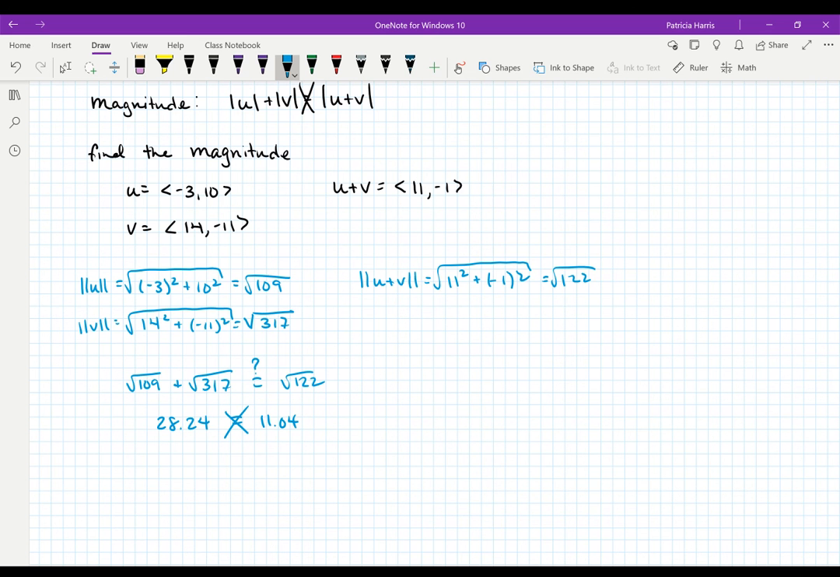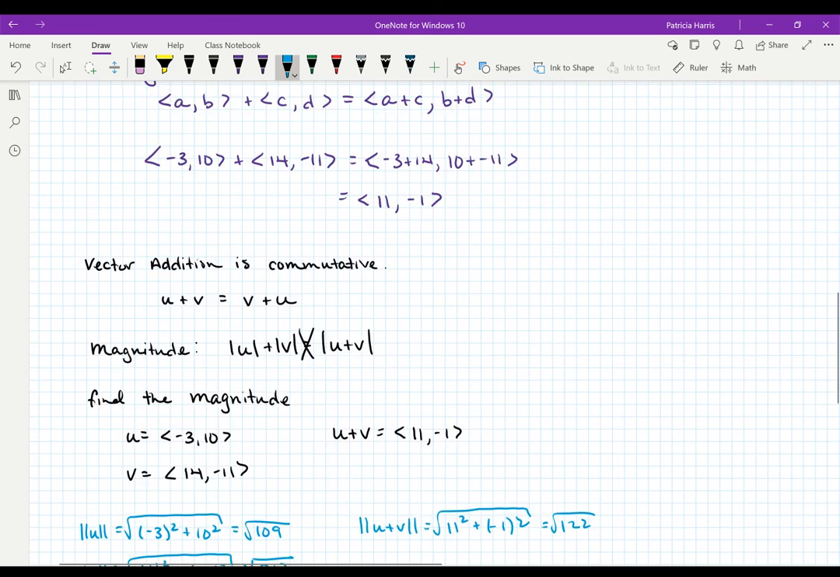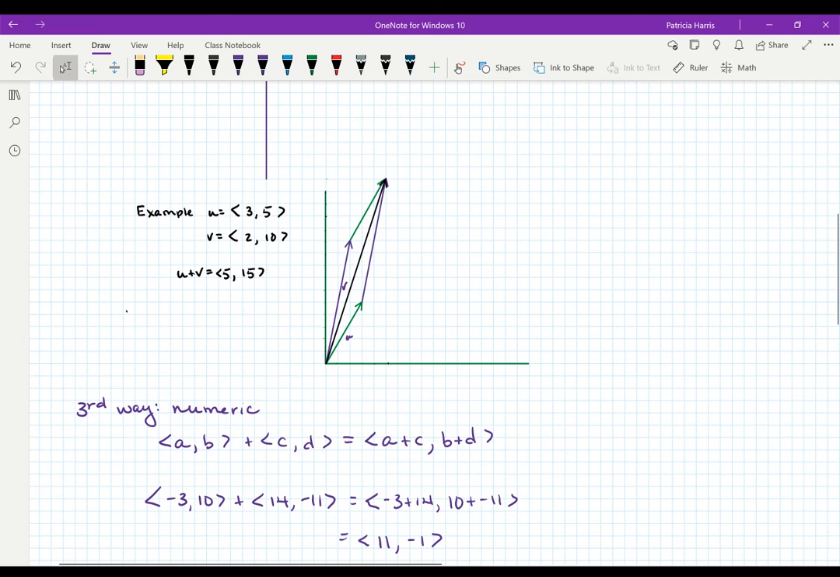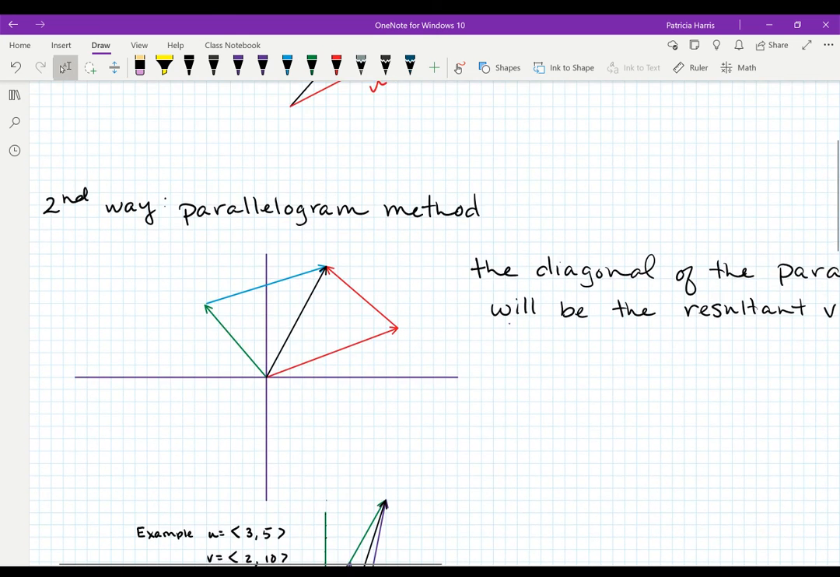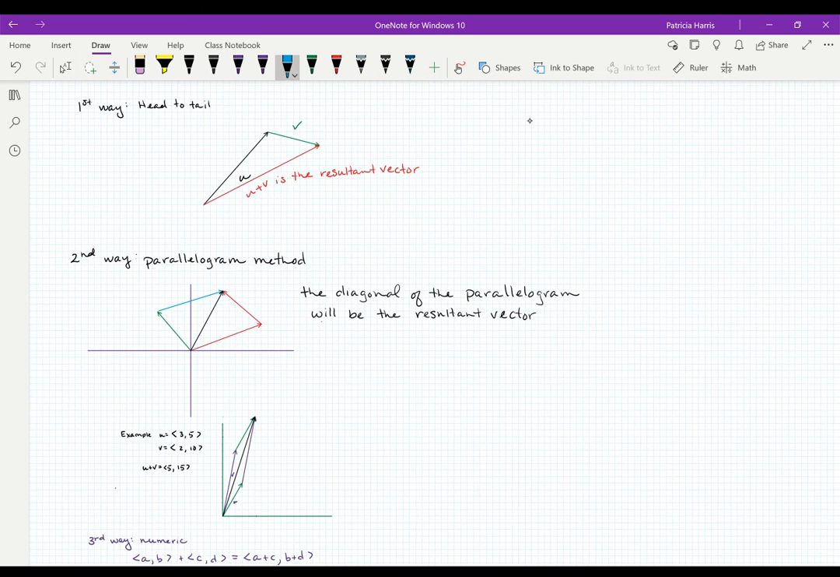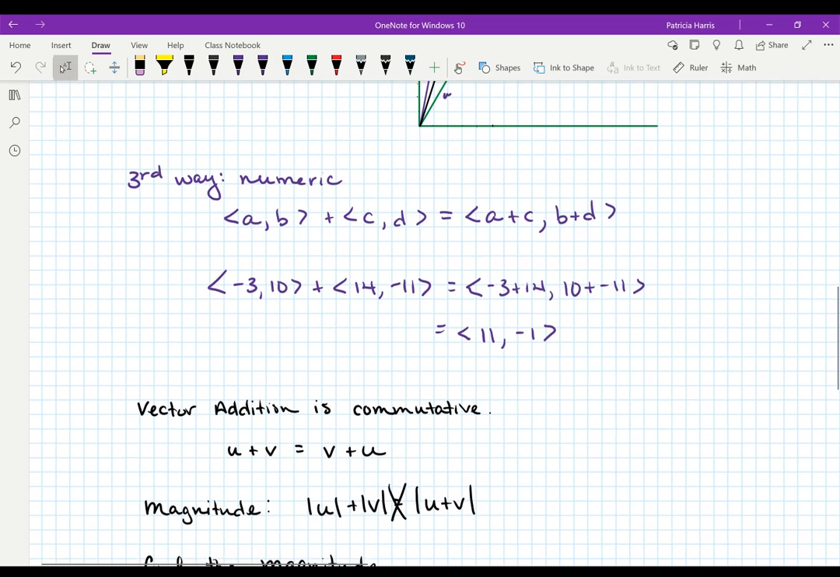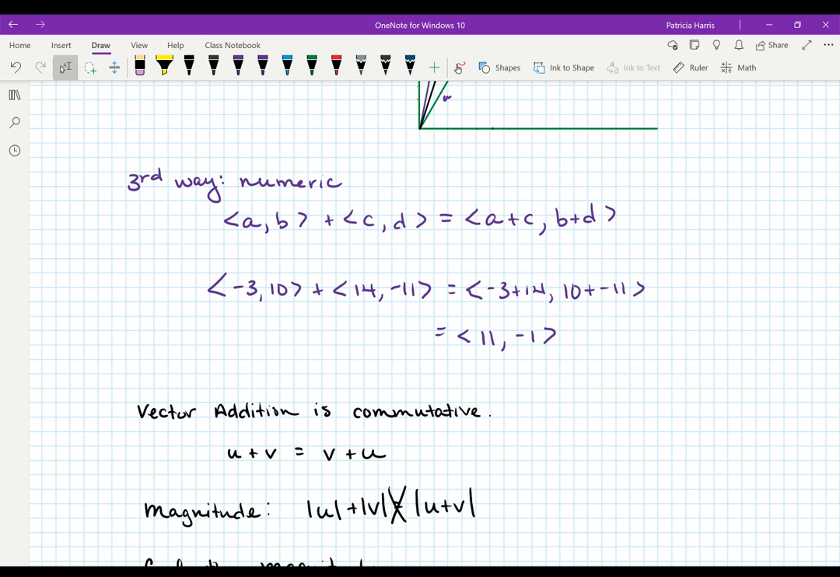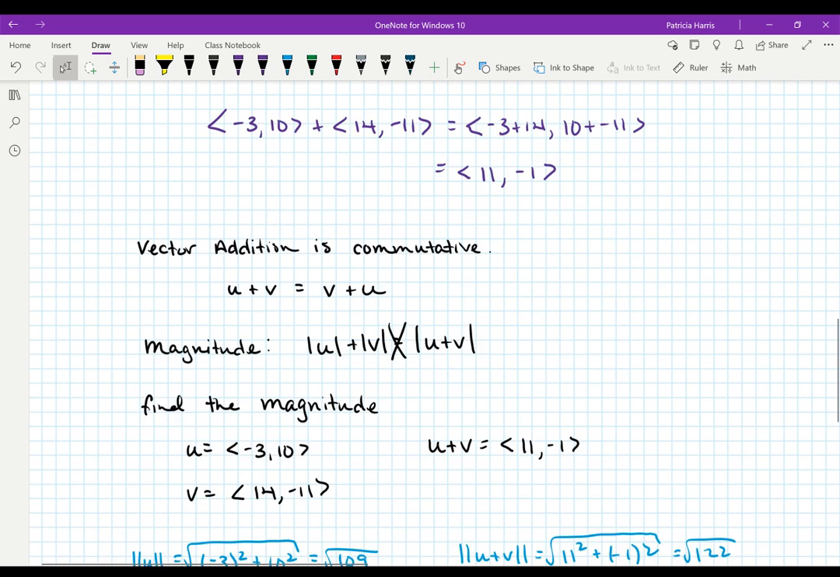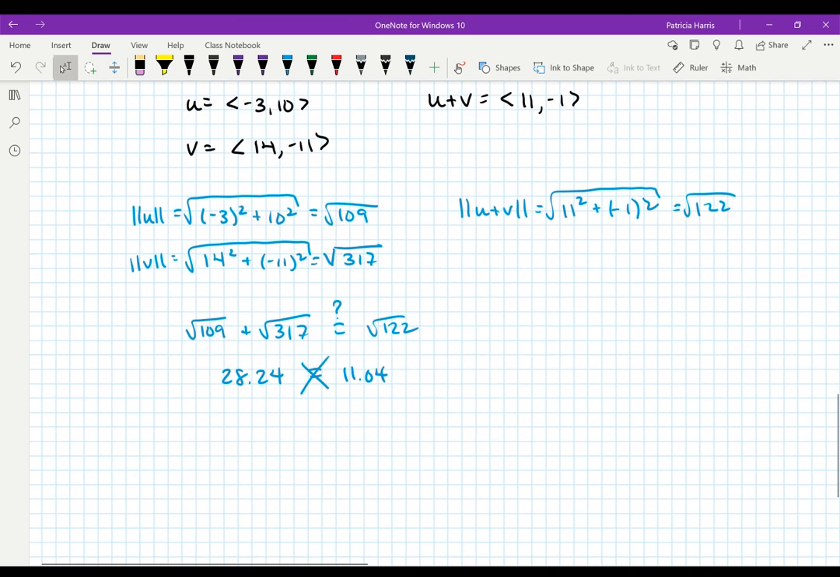Okay, all right, so this was a very, very basic intro into adding vectors. Again, you have three ways. You have head to tail, which you will see Edgenuity use. We'll get to that in our next video. The parallelogram method, which is kind of my favorite method to use for addition. Then you have the numeric method, which everybody seems to like the best because it's faster and there's no graphing. And then you know something about the magnitude.